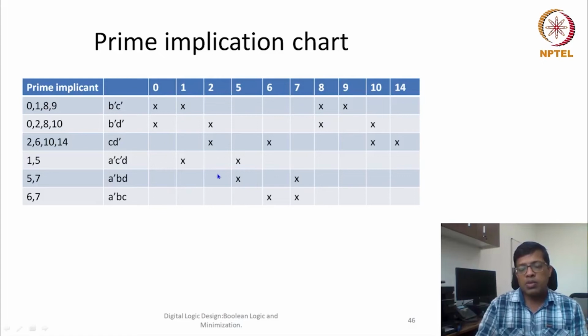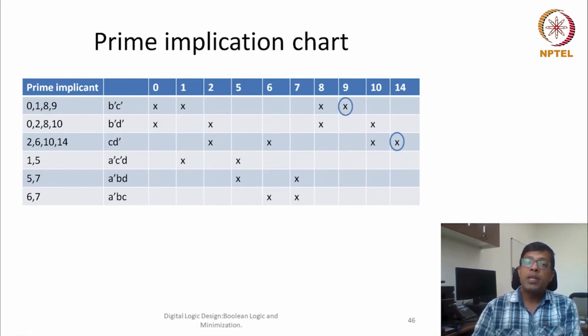By looking at this table, we see in which min term there is only one tick. So 0 is covered by 2 prime implicants, 1 is covered by 2 prime implicants, similarly 2, 5, 6, 7, 8, 9 are covered by only one implicant, 10 is covered by 2 implicants, and 14 is covered by one implicant. Essentially, for the min terms which are covered by only one implicant, we circle them.